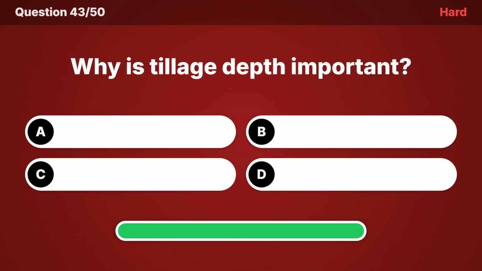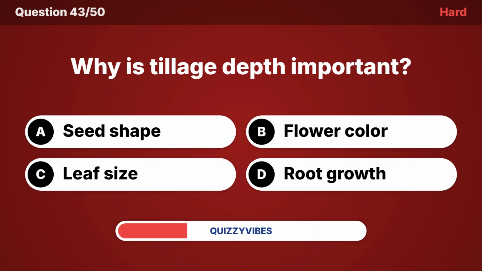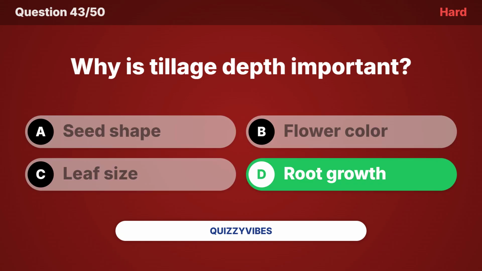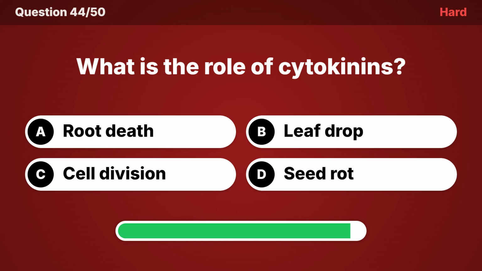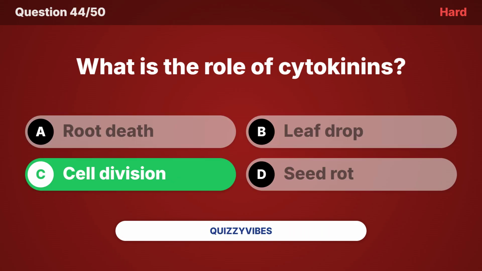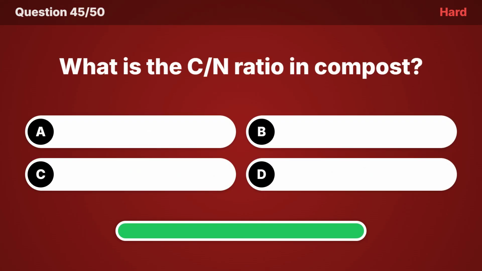Why is tillage depth important? The answer is root growth. What is the role of cytokinins? Answer, cell division. What is the CN ratio in compost?